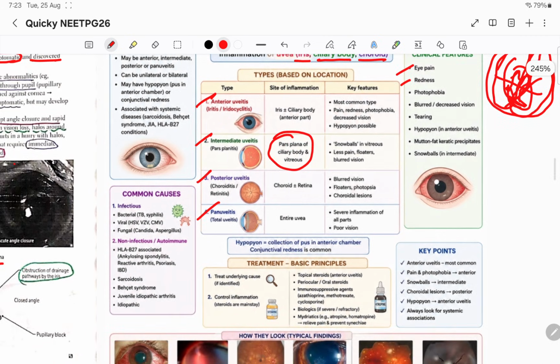Okay, there might be hypopyon in anterior uveitis. You know hypopyon, right? For example, if this is the cornea, there might be some white. I'm drawing it in black, so please remember this is white. So let me draw the cornea black. So suddenly there will be some white deposition just below the cornea. Okay, this is called hypopyon. So we can see it in anterior uveitis.